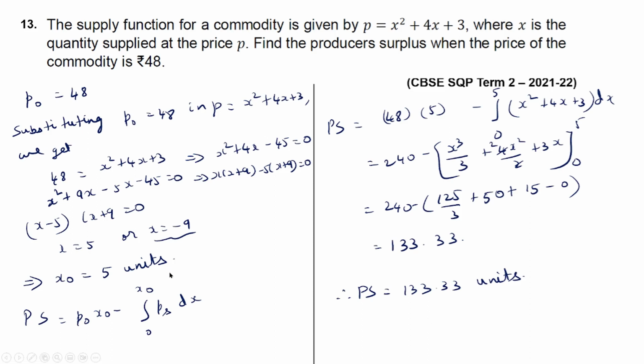So here finding x naught carries 1 mark, then writing the formula, substituting the values carries 1 mark. Remaining steps and the final answer carries 1 mark. A total of 3 marks for this question.